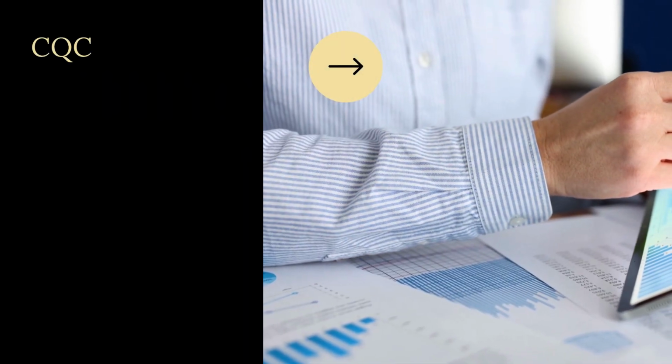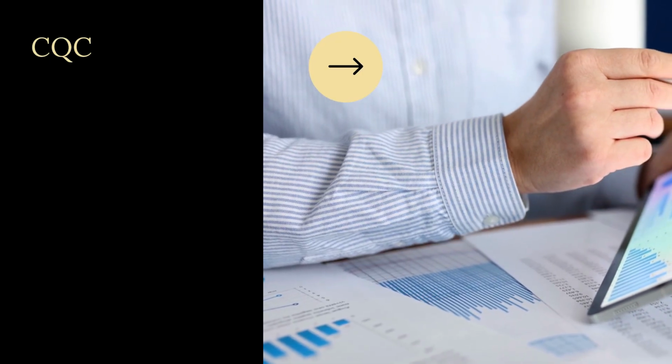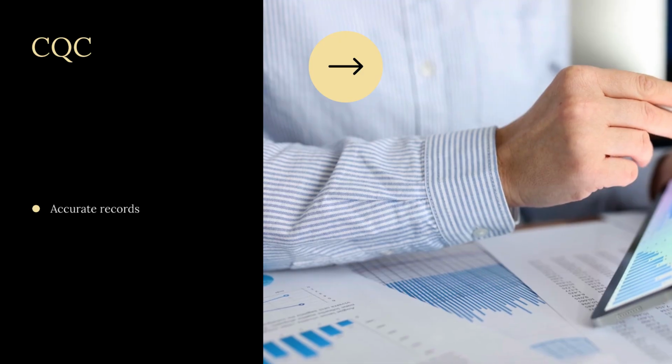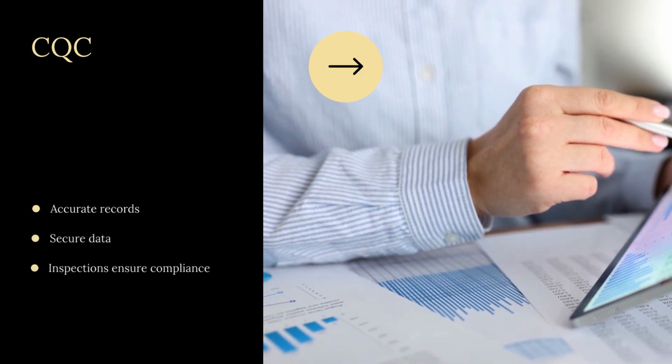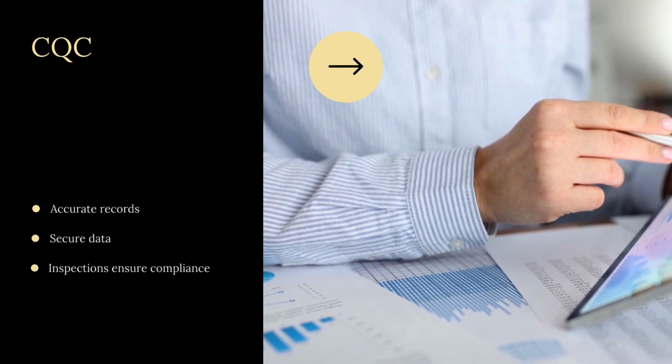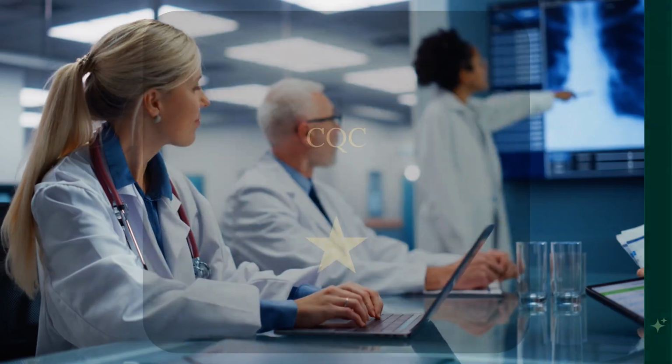The CQC sets standards for record keeping and data protection. Providers must ensure accurate and secure records. Compliance is checked during inspections. These regulations promote safe information handling. They ensure quality in health and social care services.